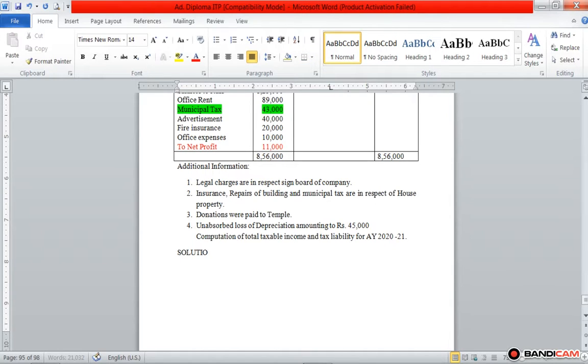Solution. Computation of total taxable income.